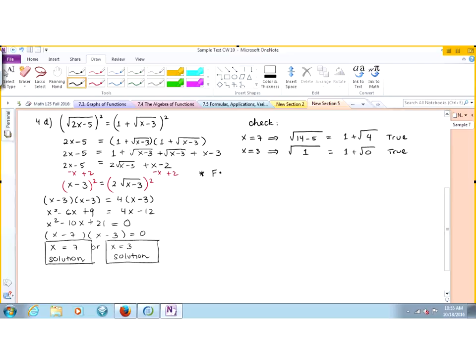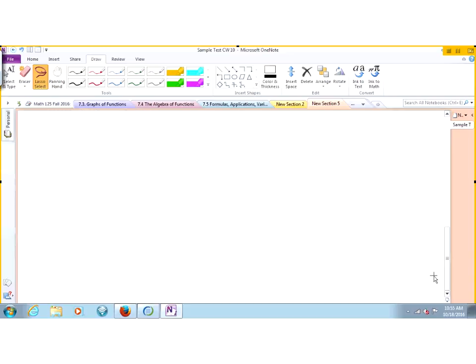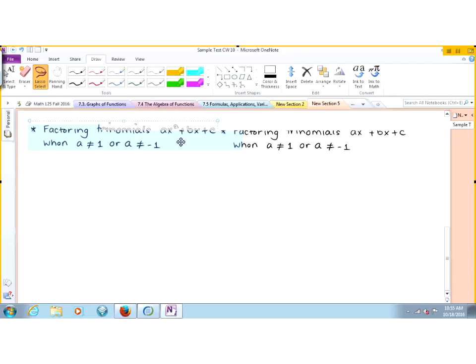So this method is called the AC method. So factoring trinomials ax squared plus bx plus c when a is not equal to 1 or a is not equal to -1. I think I should do it on a different page, so let me cut these. And then do it on a different page.